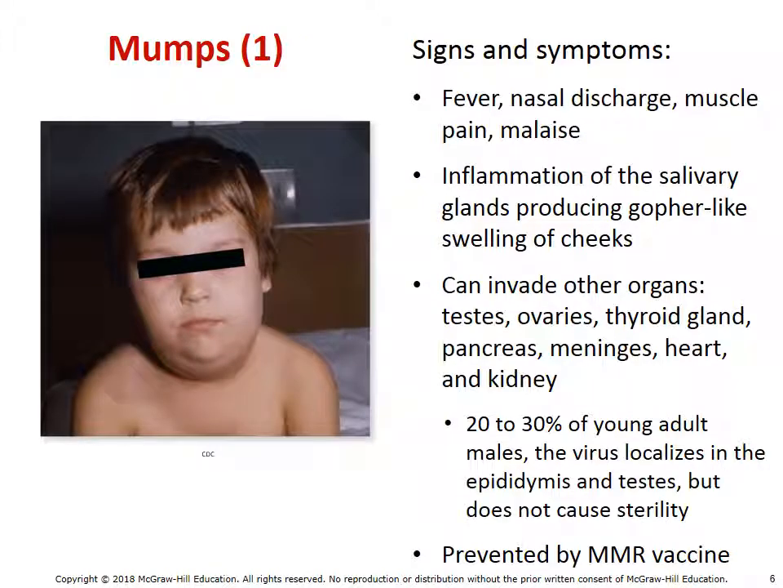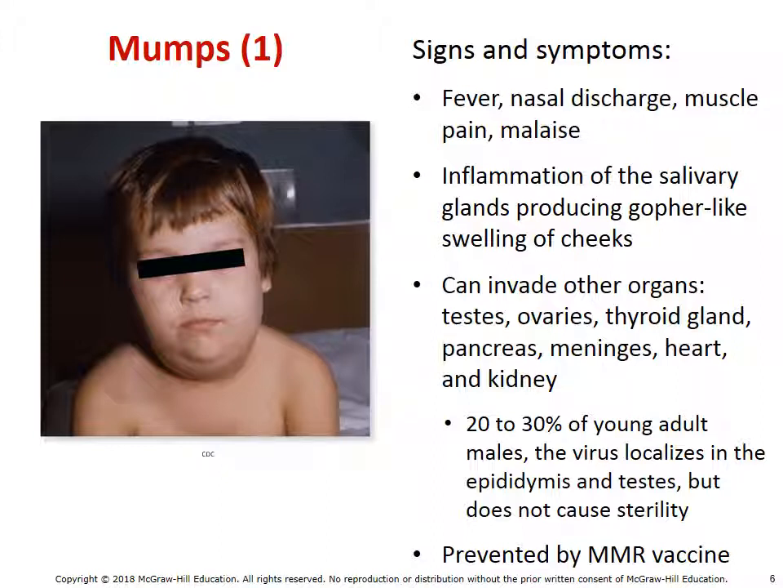Mumps is going to be an issue that we see out there that has specific signs and symptoms, including fever, nasal discharge, muscle pain, malaise. What we're talking about here is it typically causes inflammation of salivary glands, allowing for this swelling ultimately of things like the cheeks and around the face. And so naturally this poor kid is the poster child for mumps, and you can see again that swollen appearance in and around the face.